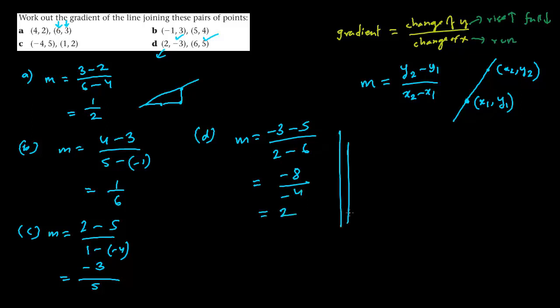Now if I had taken it the other way around, the gradient would be the same. So if I take 5 minus minus 3, because it is negative, 6 minus 2, it would be 8 divided by 4, which is also 2. So it doesn't really matter how you take the gradient.